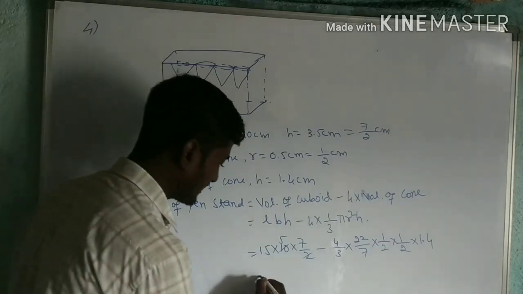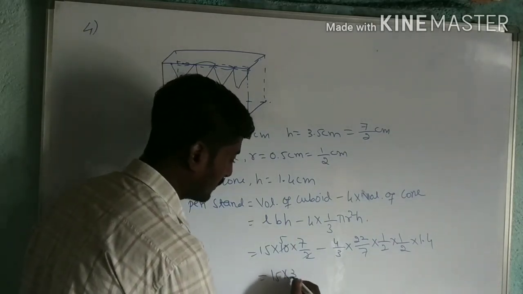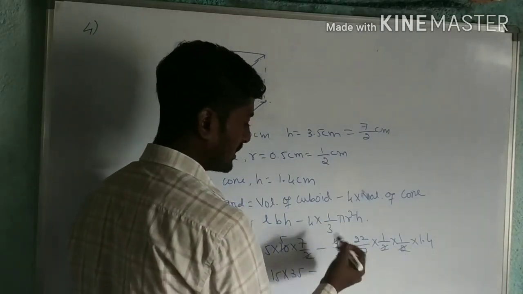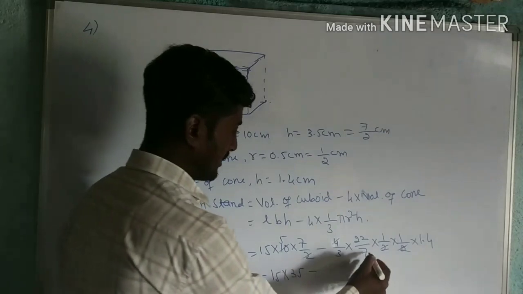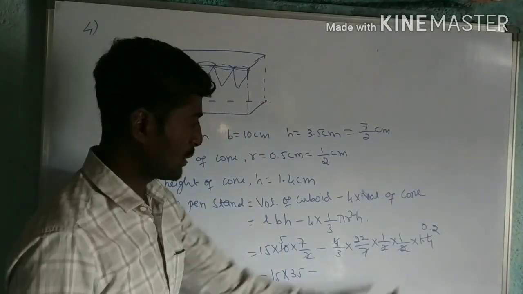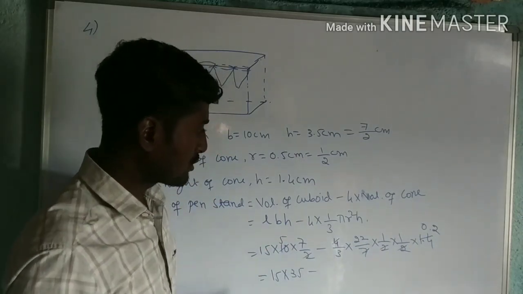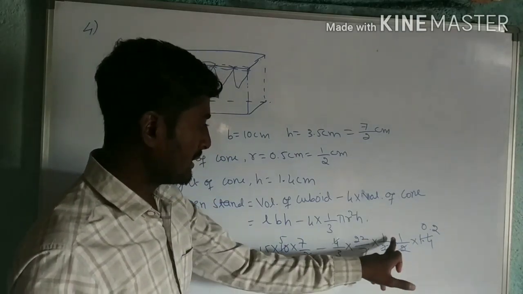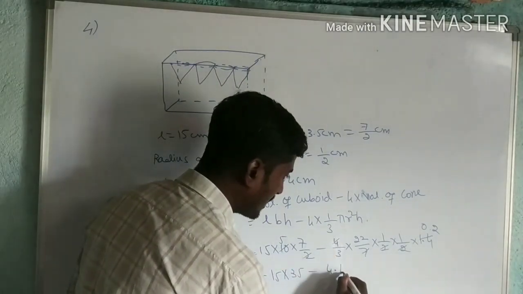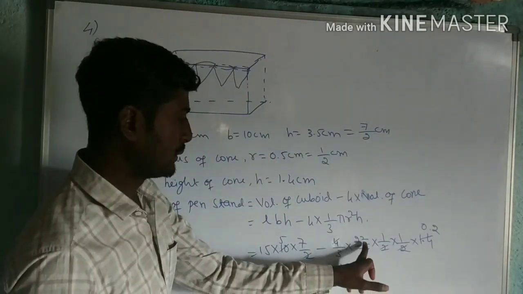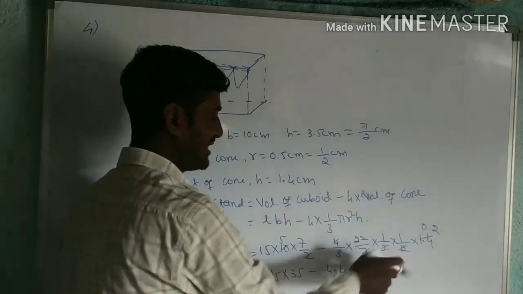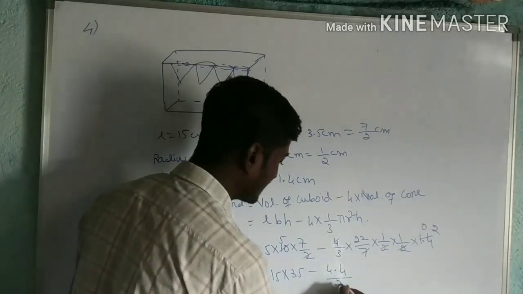So 15 into 35, minus. Now here 2 twos are 4, this 4 gets cancelled. 7 ones are 7, and 7 twos are 14, so 0.2 remains. So the remaining is 22 into 0.2, which is 4.4. Am I right? 22 twos are 44, with the decimal point it is 4.4, divided by 3.